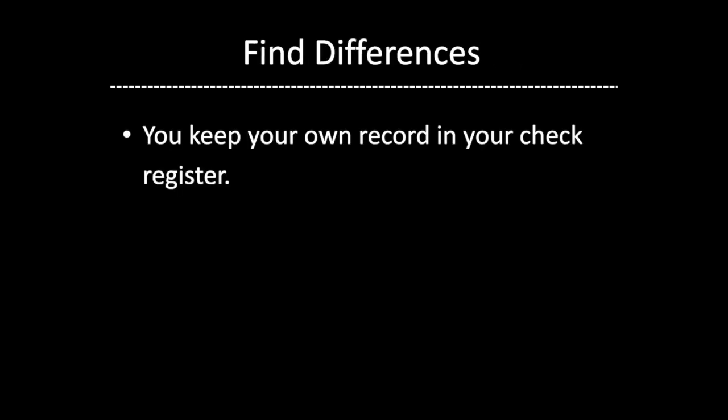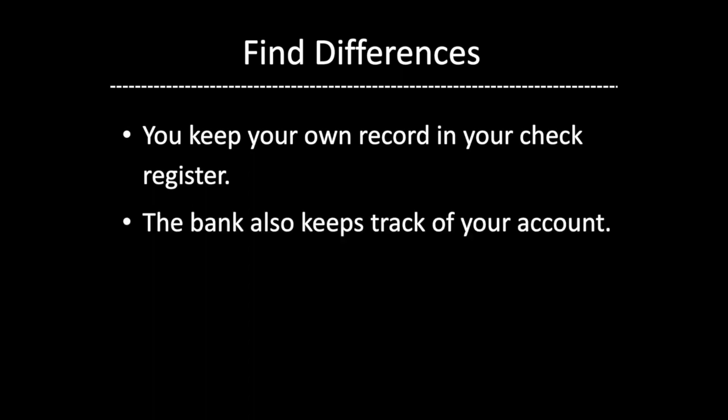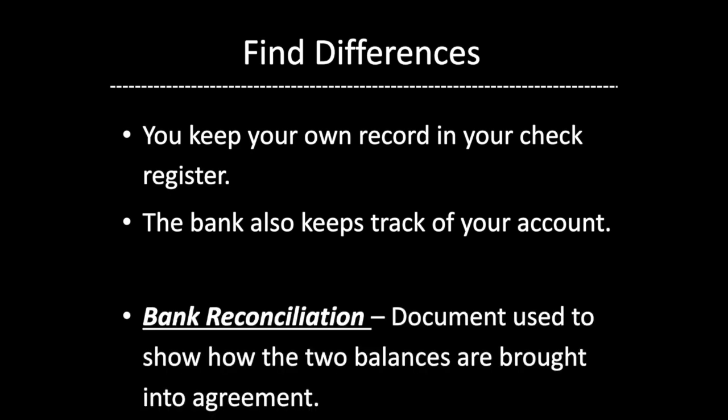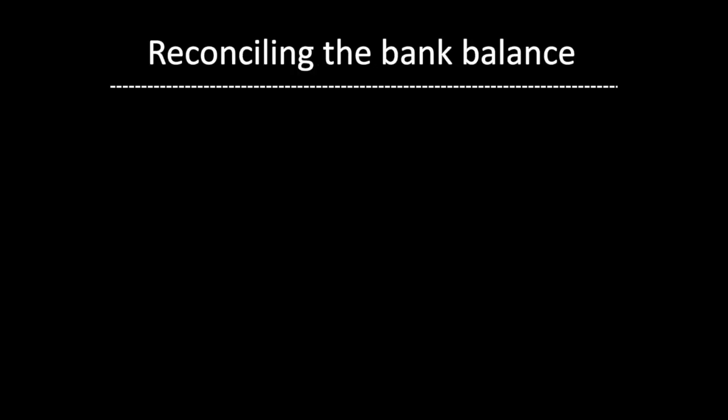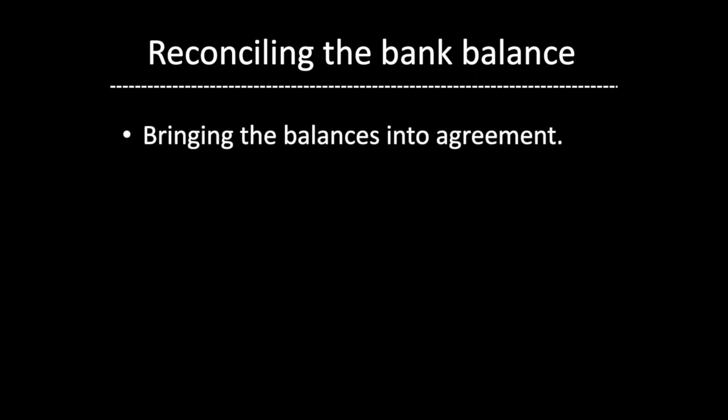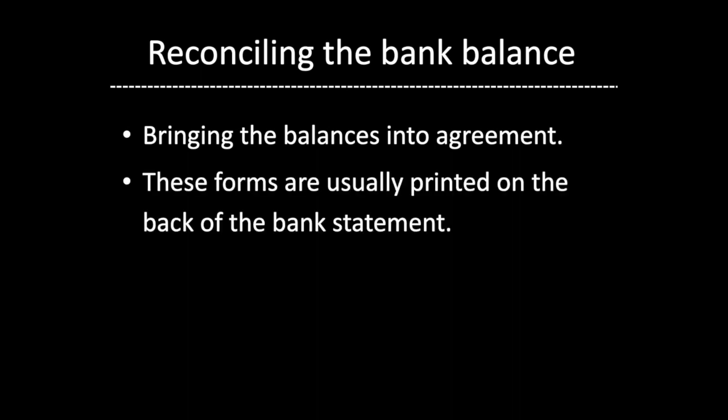Finding differences. You keep your own record of your checking account, usually in a check register. The bank statement is the bank's record of your account. The document created to show how the two balances were brought into agreement is called the bank reconciliation. Bringing the balances into agreement is known as reconciling the bank statement. Again, reconciling the bank statement is bringing the balances of your checkbook and the bank account into balance, or into an agreement. These forms are usually printed on the back side of the bank statement.